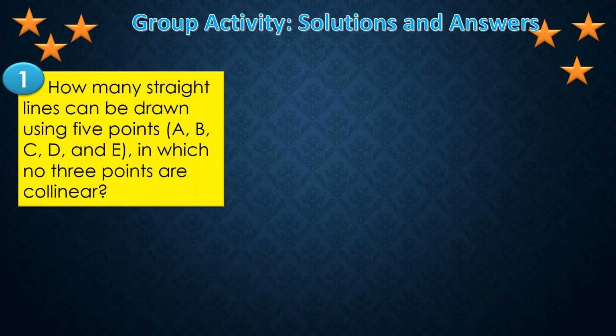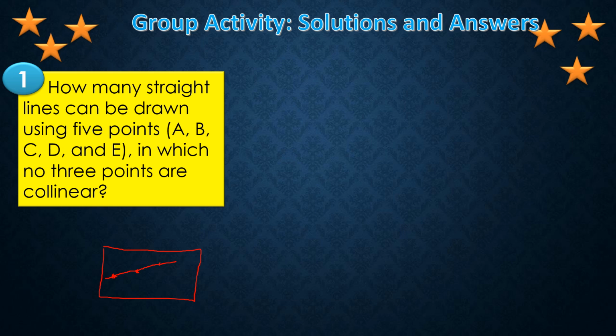Okay, so go back to number 1 because in our problem, we have set A and set B. So, we are now at the set B activity. The question is, how many straight lines can be drawn using 5 points, A, B, C, D, and E, in which no 3 points are collinear. When you say collinear, class, one point here, one point here, and one point here, meaning they are on the same line in a common plane.